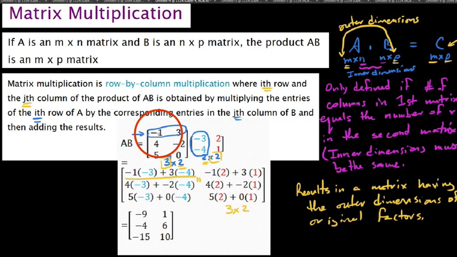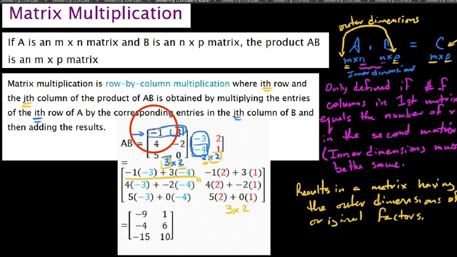So we would take -1 here times this -3 and get a value in this first spot. What that says is we're going to multiply the entries in the ith row by all the entries in the jth column, and then add the results. So basically we take this -1 times negative 3, and we're going to add that to the product of this positive 3 times this negative 4.